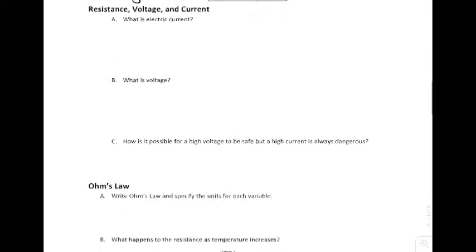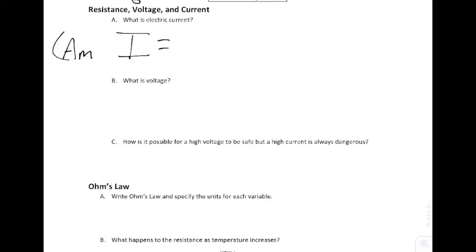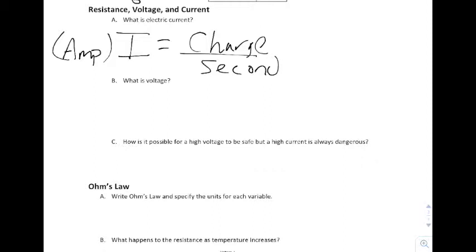Next it says, what is electric current? Electric current, signified by I, is measured in amps and represents the charge per second. So it represents how much charge is flowing through a wire. A lot of people think of it as like velocity because it's a ratio of how much charge per time. Voltage, on the other hand, is the energy per charge.